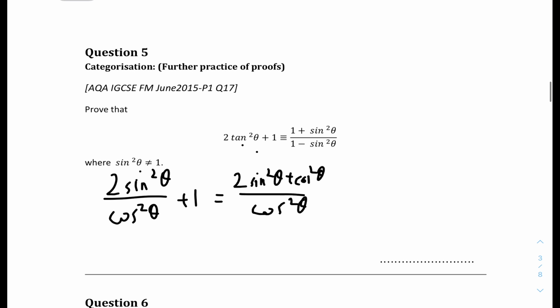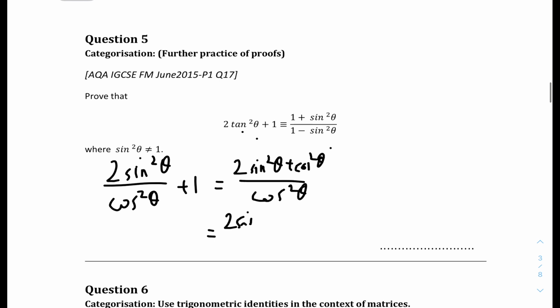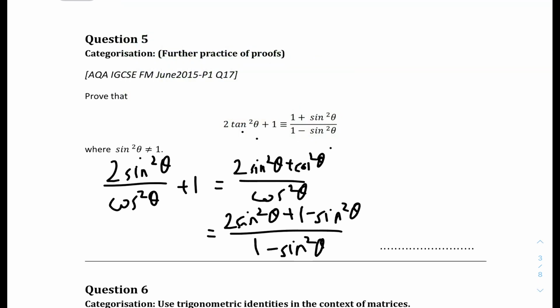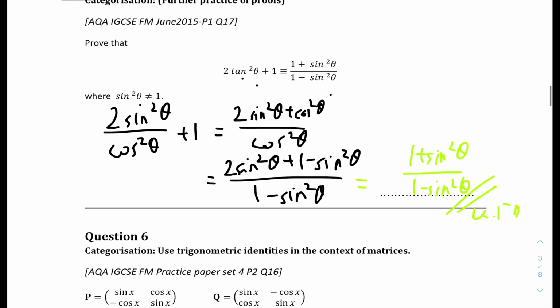squared theta, like so. And you can turn this cos squared theta into the identity that we saw just now, as well as the one in the bottom. So it will be 2 sine squared theta plus 1 minus sine squared theta over 1 minus sine squared theta. And what you do is that you basically just simplify this and evaluate it. So basically just simplify, and then it will just be 1 plus sine squared theta over 1 minus sine squared theta. And that's the answer. QED.